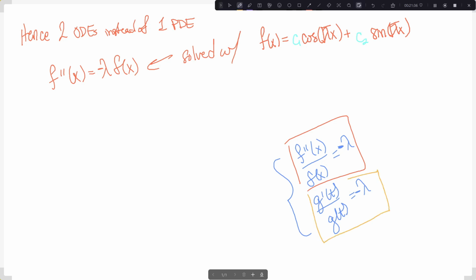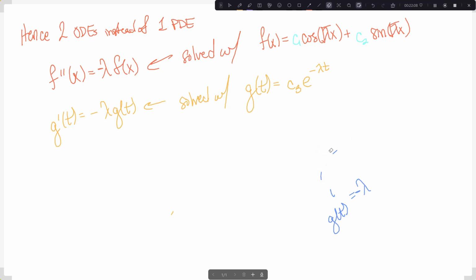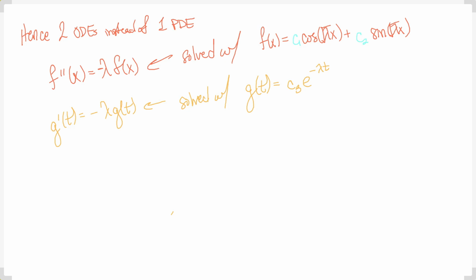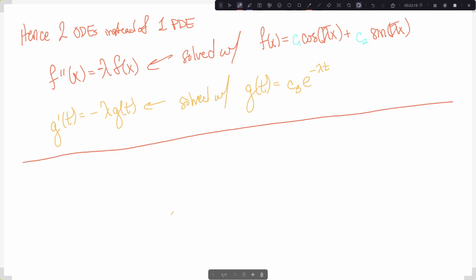If I multiply both sides there, I have g prime is negative lambda g. And from ODEs last semester, we know this is solved with g of t is C3 e to the negative lambda t. So you should remember that from last semester. This was your chapter on ODEs. Don't worry why I swapped lambda for negative lambda. It doesn't actually matter. Either one would have given us perfectly fine results, but it makes our lives a little bit easier to make that assumption.